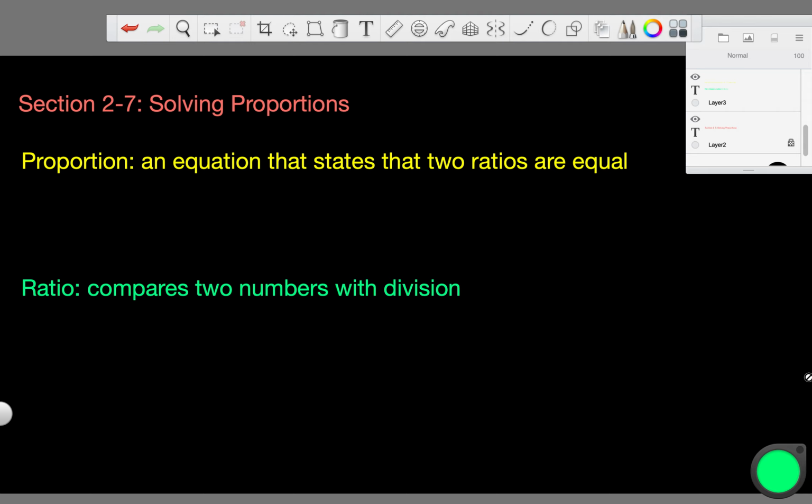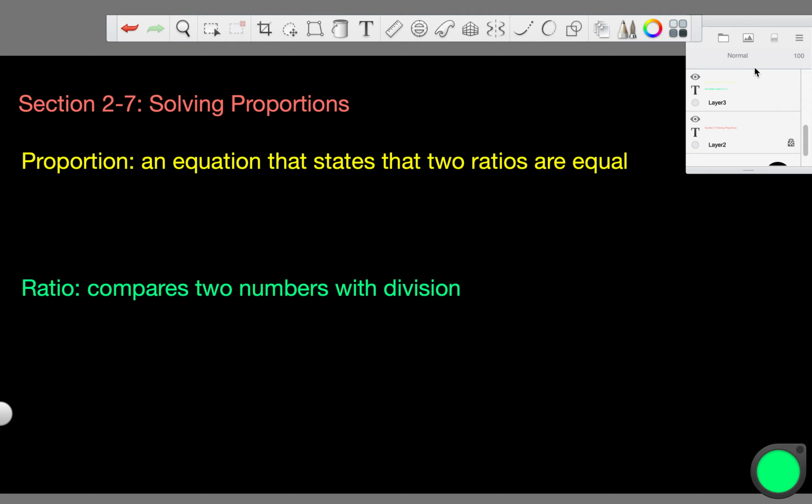Okay, guys, welcome. We are going to talk about solving proportions today, okay? So I have two definitions. The first one is a proportion, and that just means that it's an equation that states that two ratios are equal, okay? What's a ratio? A ratio is something that compares two numbers with division.